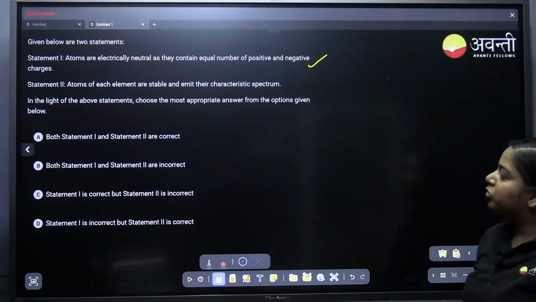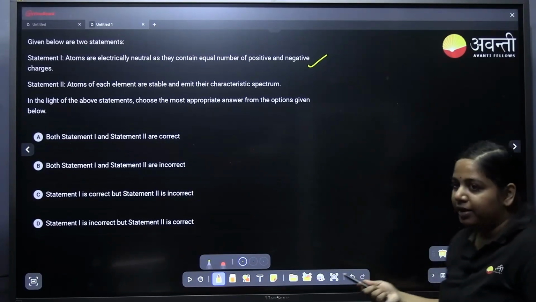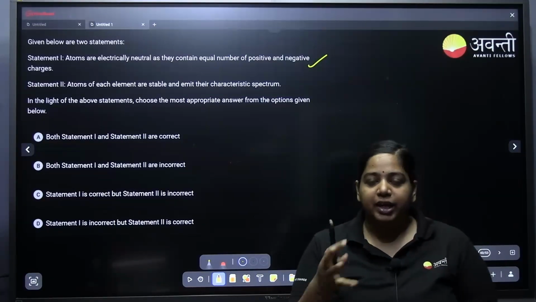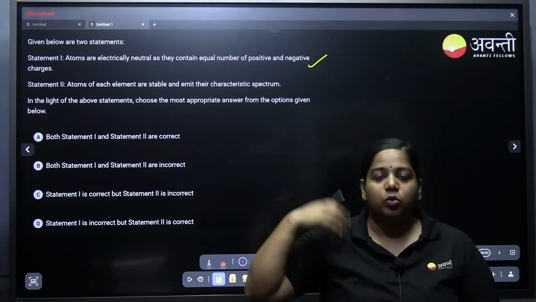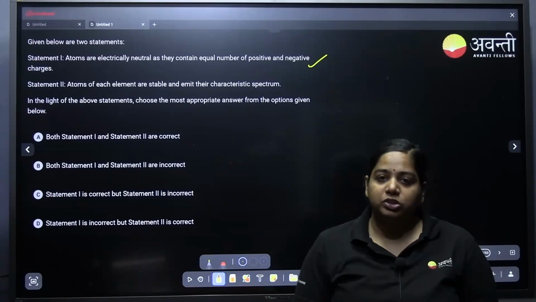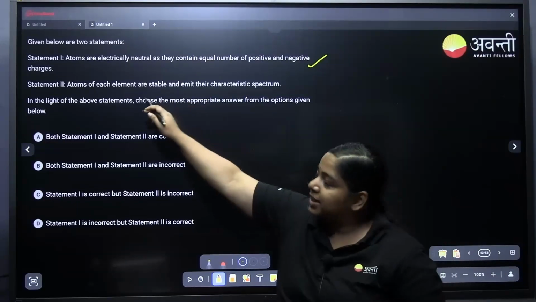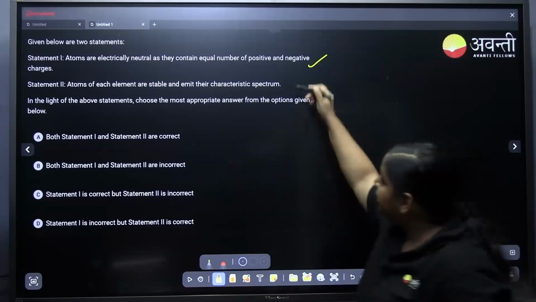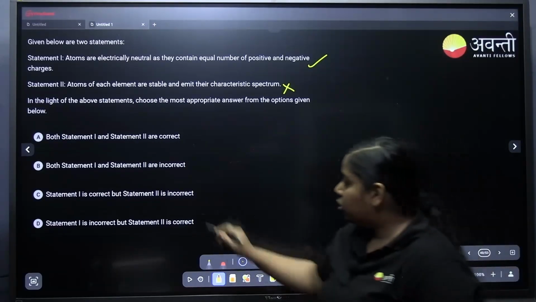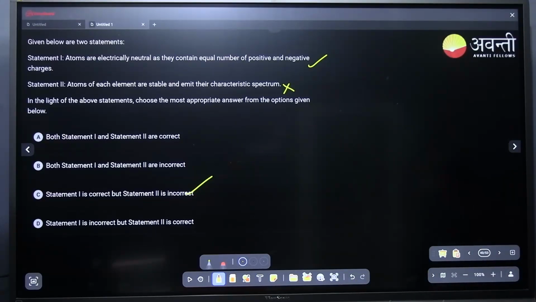Next one. Atoms of each element are stable and they emit their characteristic spectrum. When they are stable, will they emit spectrum? No. As I told you, electron absorbs energy, goes to a higher level and becomes unstable. Then it will come down to the original state and emit a photon. So when they are stable, they do not emit any spectrum. So this is false, which means answer is option C. Statement 1 is correct, but statement 2 is incorrect.